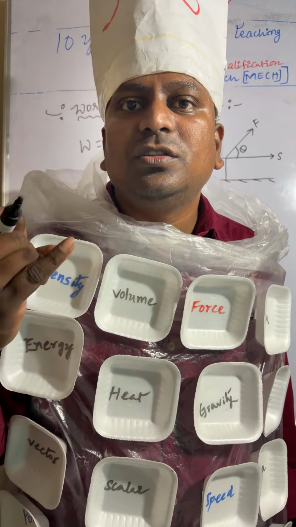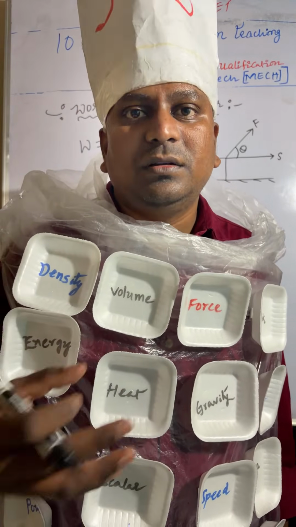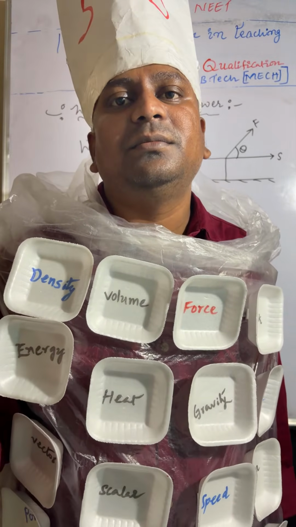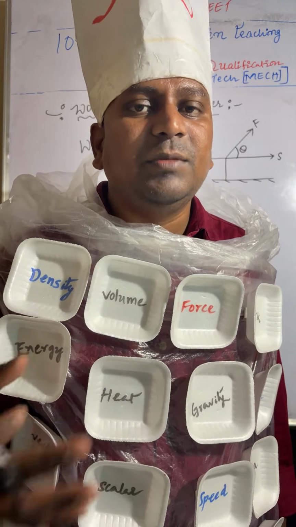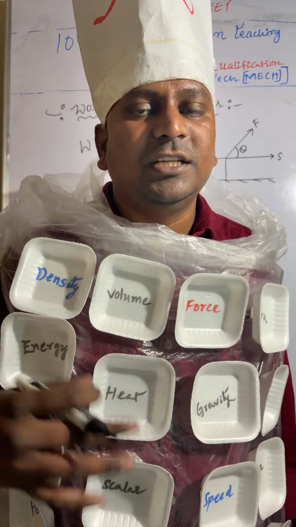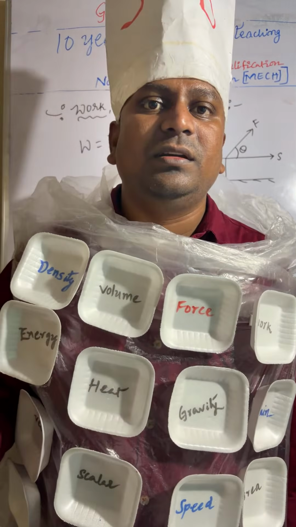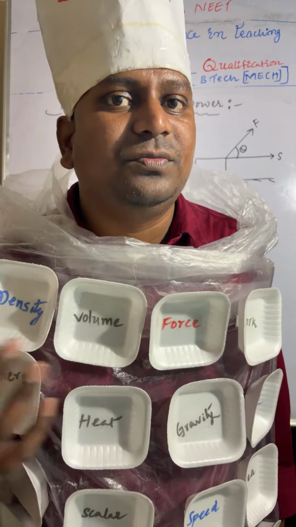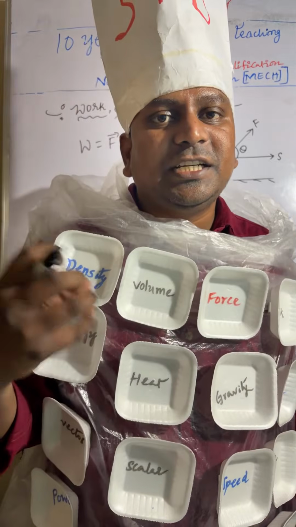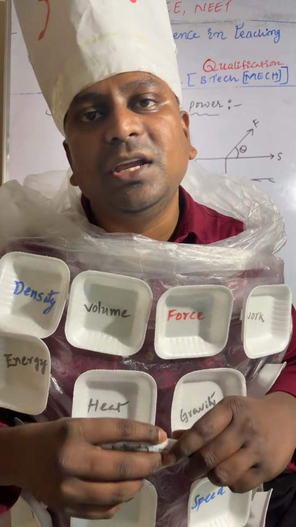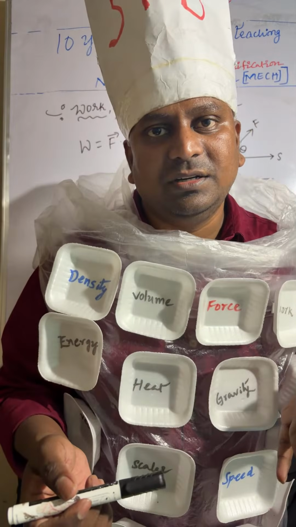Speed, 2 meter per second, 3 meter per second; density, 4 kg per meter cube, like that. Density is nothing but mass per unit volume. Mass is also a scalar quantity: 2 kg, 3 kg, 4 kg. And distance: 2 meter, 4 meter. So the physical quantity which has only magnitude is called a scalar quantity.